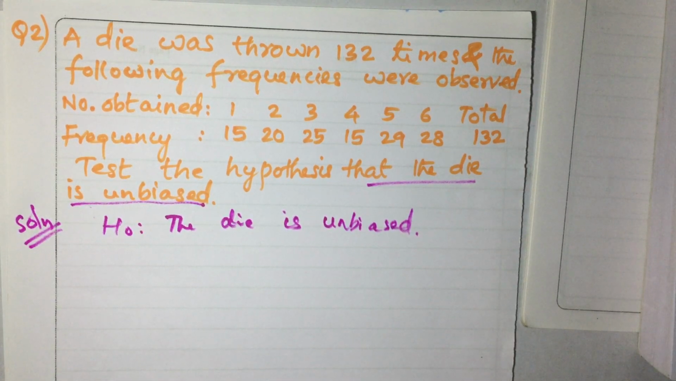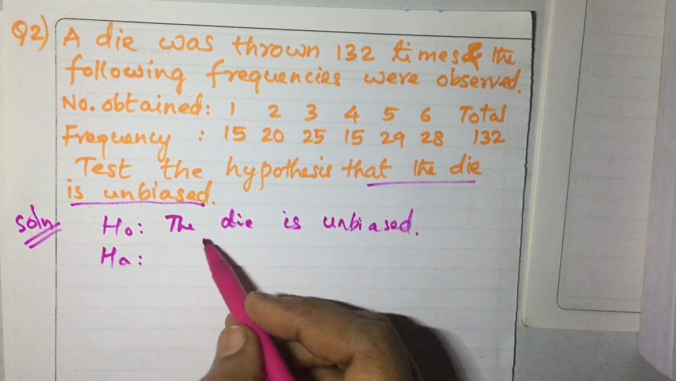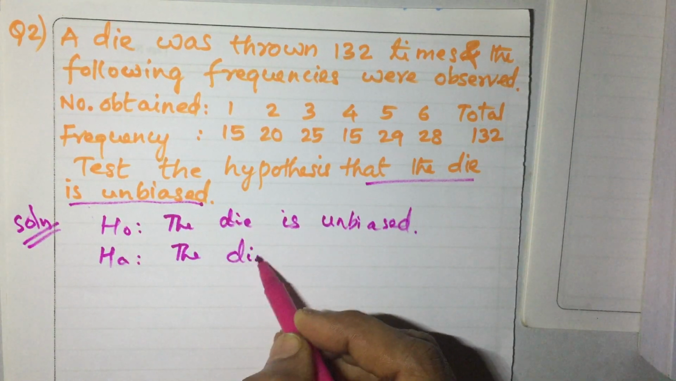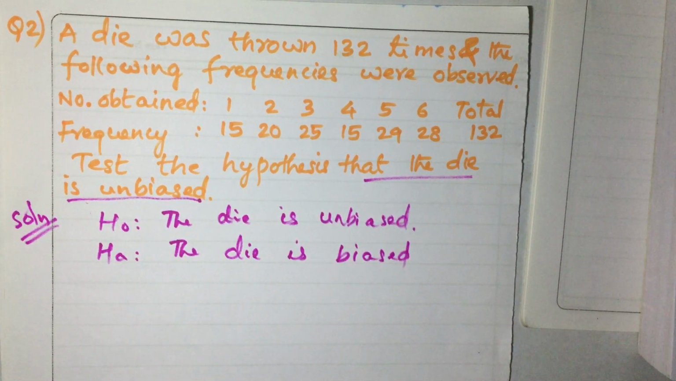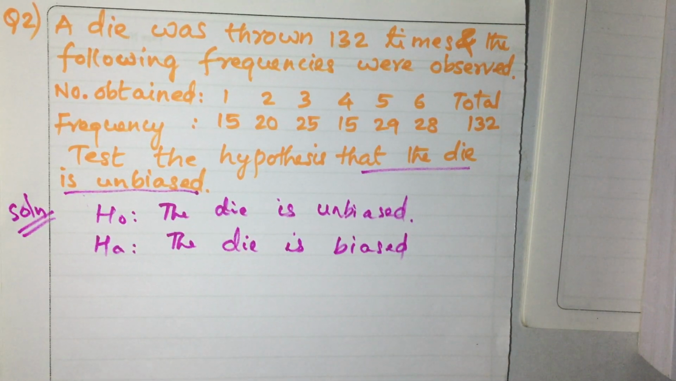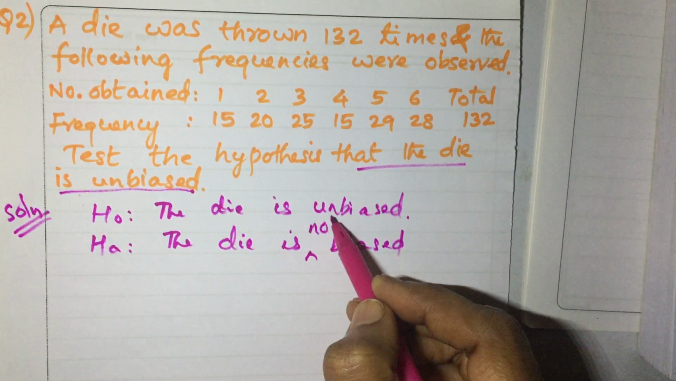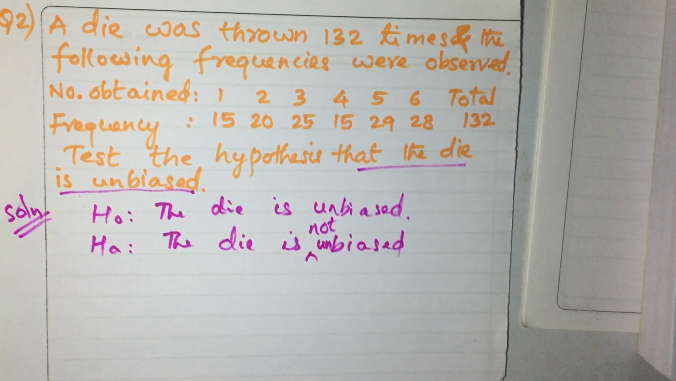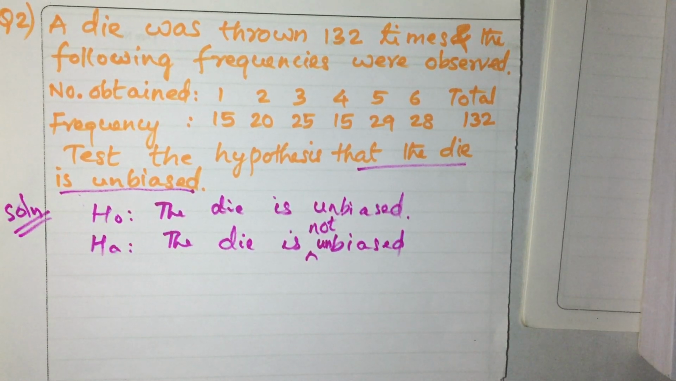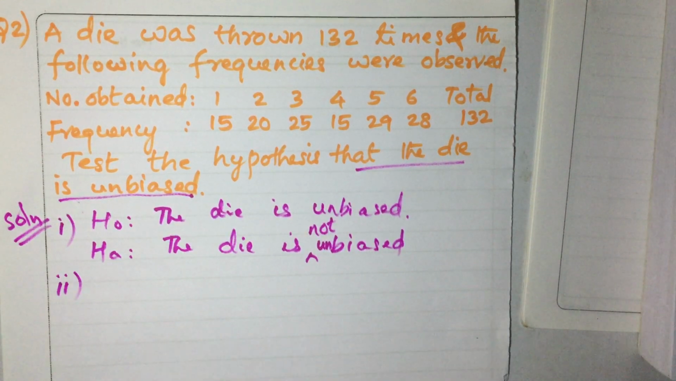That is H0, the null hypothesis. HA means alternate hypothesis. So that is the die is biased. Okay, then instead of writing die is biased, here the die is not unbiased would be better. So H0: the die is unbiased, and HA: the die is not unbiased. Then second part, chi-square we need to calculate.